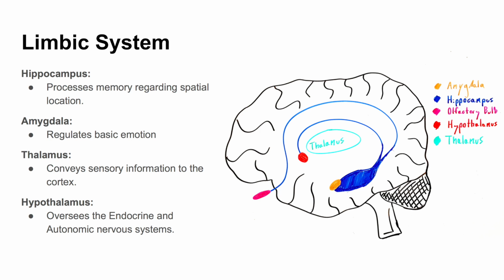Lastly is the olfactory bulb. It's just a small little section, sort of near the nose, and the way that you can remember this is that it controls smell, and it's near the nose.